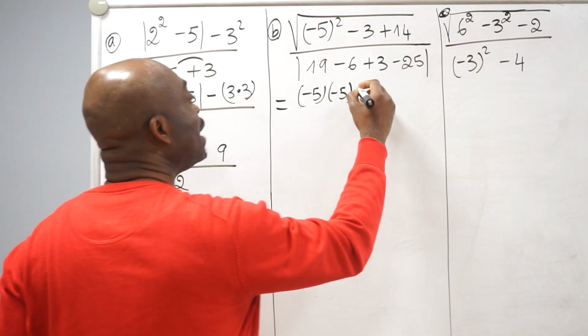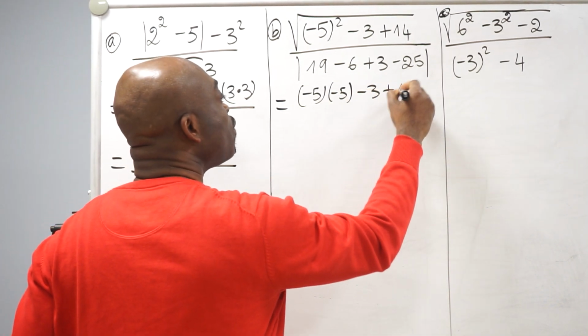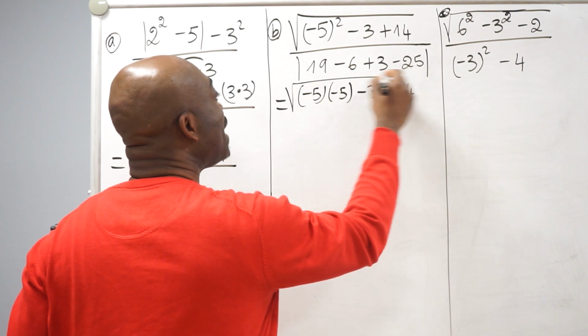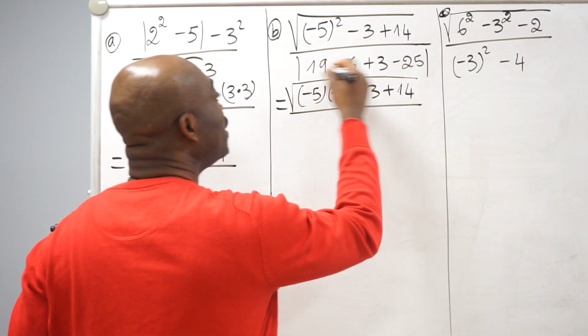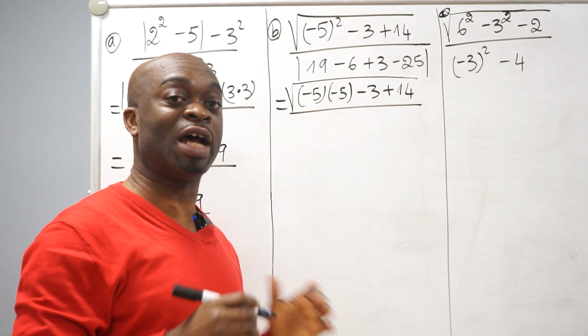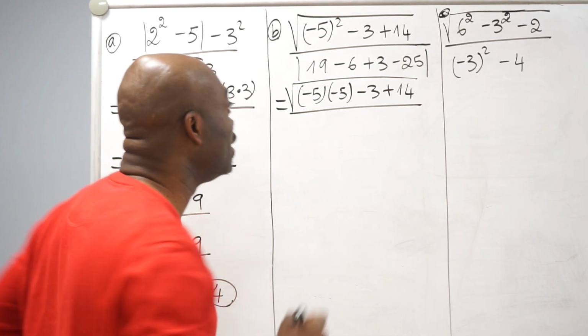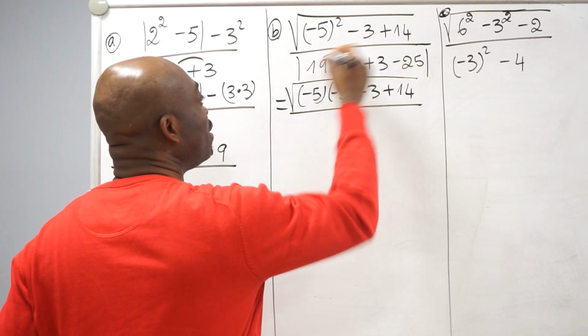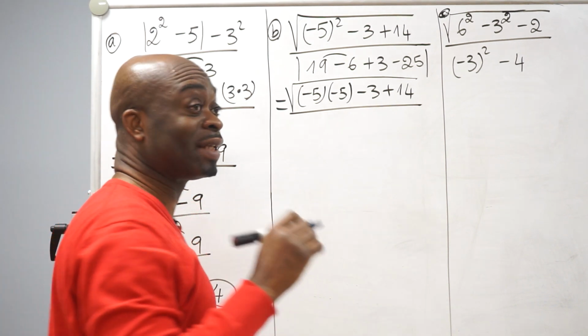All right? Then -3 plus 14. And then I bring back the square root. This is over. Then we have this problem there. So we can always begin to do the operation here. Why not, right? Because we can. So we can, like I said already, we're going to take it one at a time.